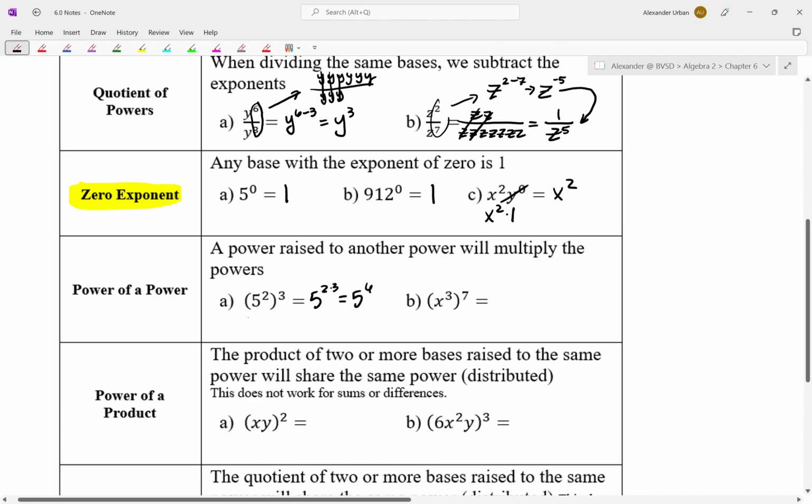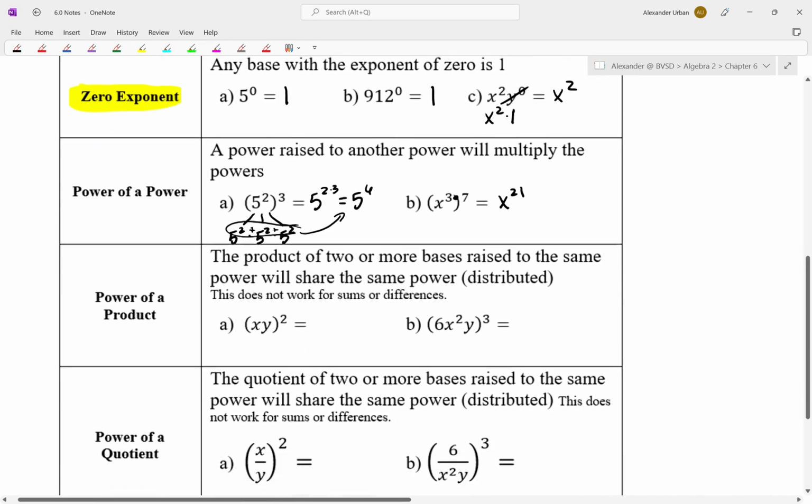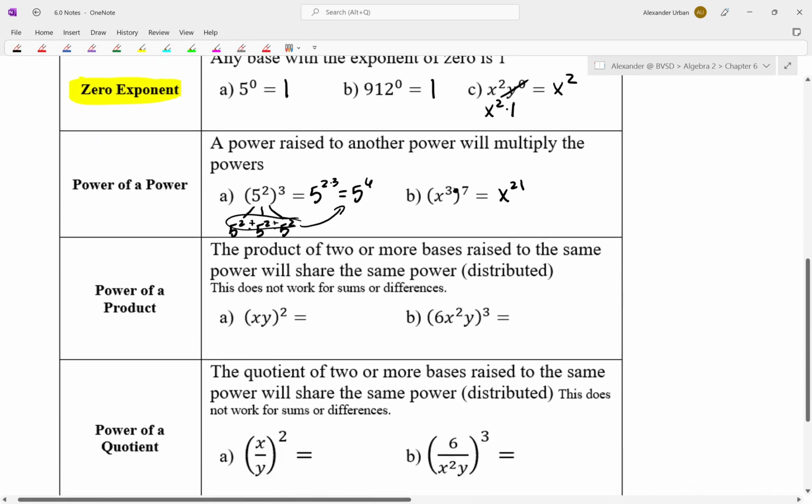And if you really want to see this, this can be built as repeated multiplication, so 5 squared times 5 squared times 5 squared. And we already know if you multiply the same bases, it's the same as adding them, and you should end up with 5 to the sixth. X to the third raised to the seventh, well, that's just going to result in 3 times 7, x to the 21st. Done. Now, we're going to start getting into trickier and trickier rules.